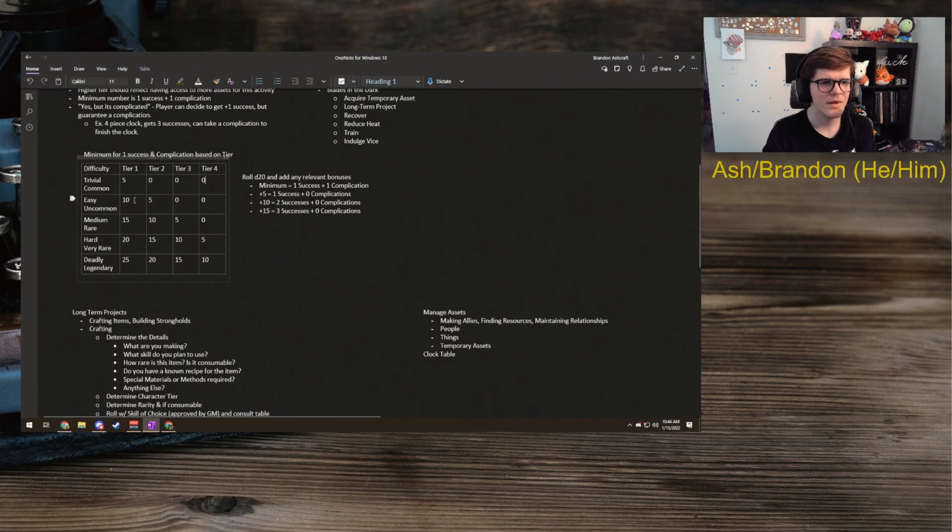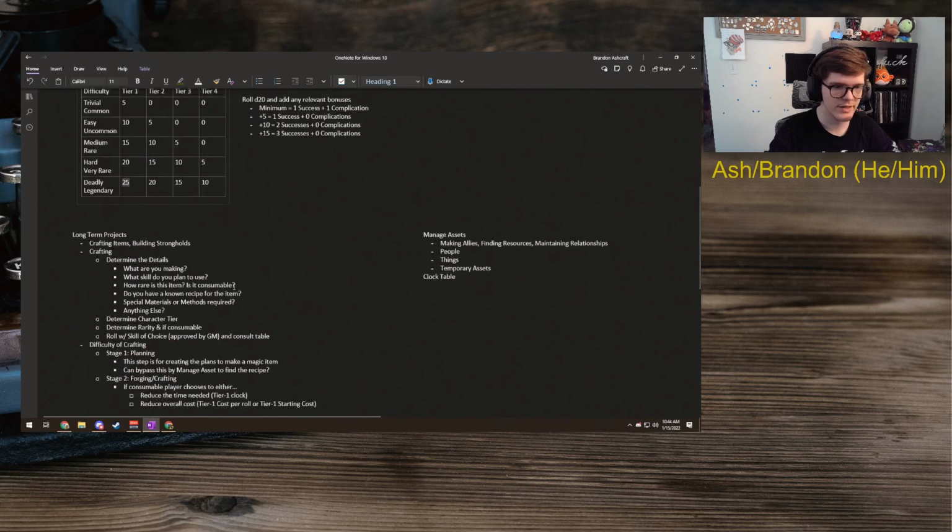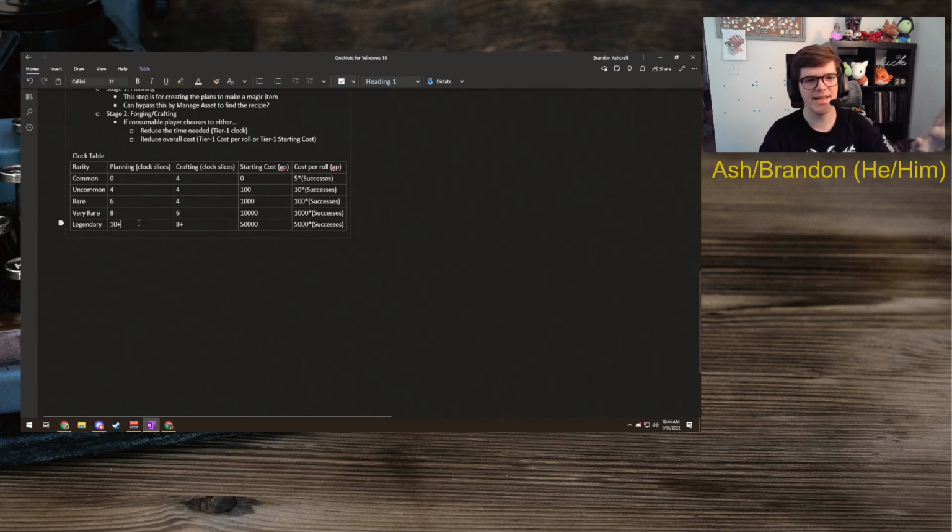Easy gets a little more difficult. Medium gets more difficult. Hard, deadly, also known as legendary. So, if we're talking making magic items, it's going to be nearly impossible for a 1st level character to make progress on a legendary magic item. And also that clock is going to be very large. It'll probably be a 12-12. So 12 planning, 12 crafting. Actually, I have it written out. It'll be at least 10 and 8. So that's 18 successes you have to have, and you have to have all of this gold.